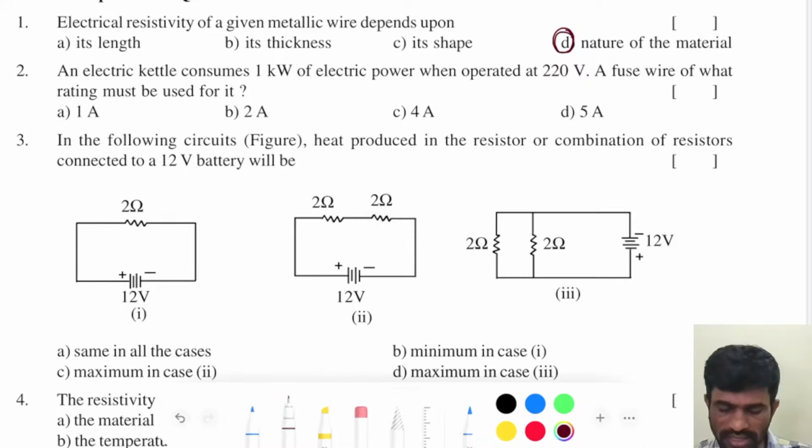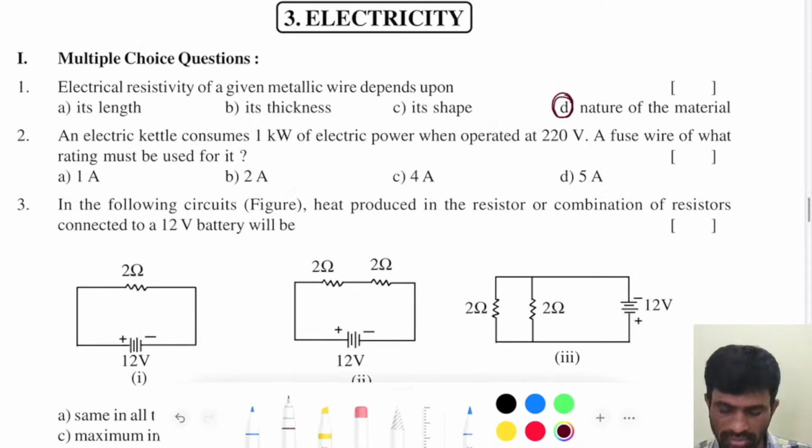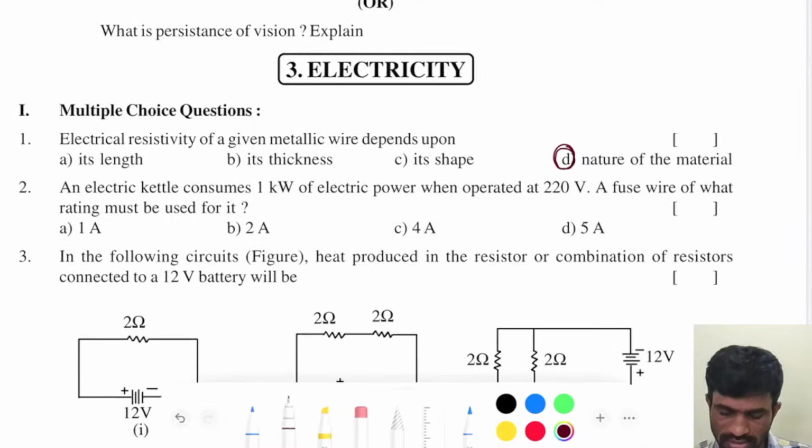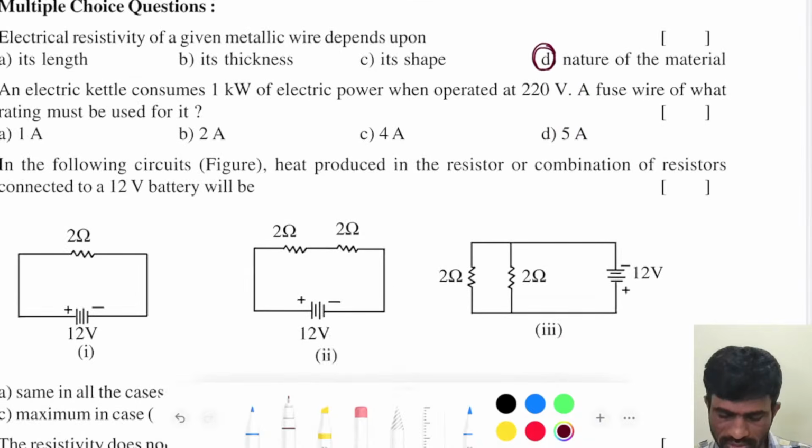So here, when you want current, power is given and voltage is given. We know the formula, power is equal to voltage into current. P is equal to V into I. So current is equal to power by voltage.